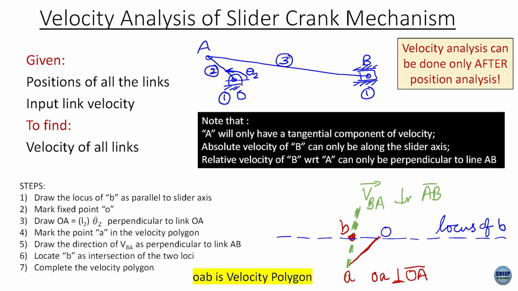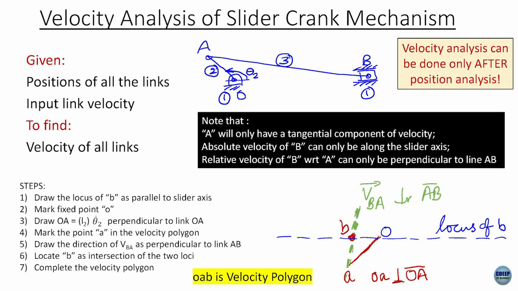That was one locus. Another locus I have is that VBA is perpendicular to AB. AB position is known because Vaid has just now helped us to do the position analysis. So I know positions AB, OA, so I can draw lines perpendicular to those. Wherever they intersect, that is going to be the point B, and OB length will give me the absolute velocity of point B, the slider. Just go over it mentally and tell me if it is okay or not. So OAB is the velocity polygon that we want. So now you have found out what is B's velocity.